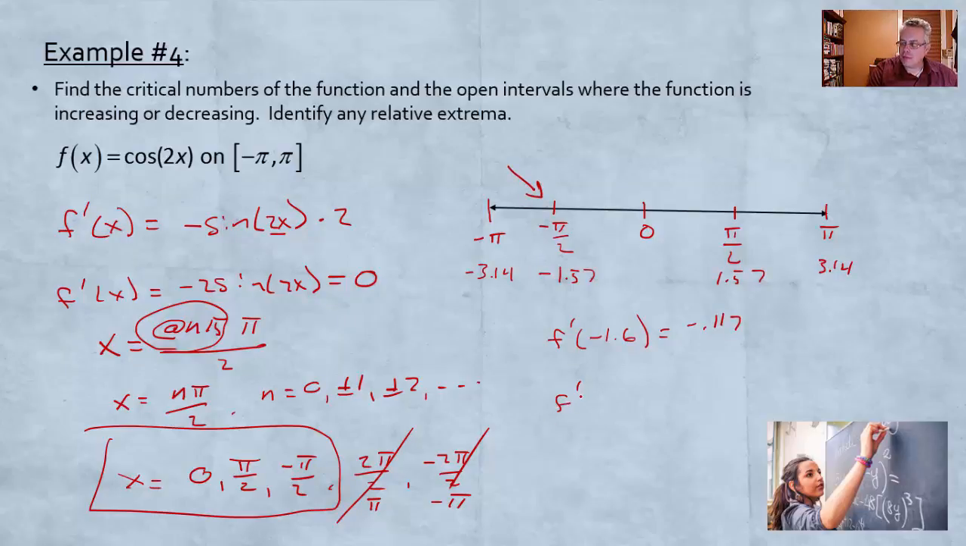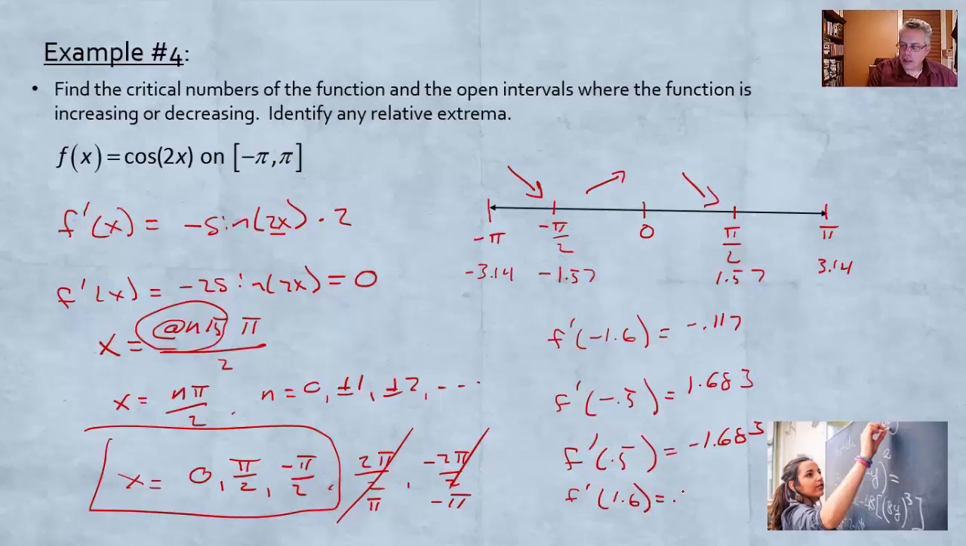Then I put in f prime at negative 0.5, and I got positive 1.683, which means it's increasing here. Then I put in 0.5, and I got negative 1.683, which means it's decreasing. And then I put in, finally, 1.6, and I got 0.1187, which means it's increasing here. Okay, so, yeah, that looks right. All right, so those are the intervals. It's decreasing, increasing, decreasing, increasing.